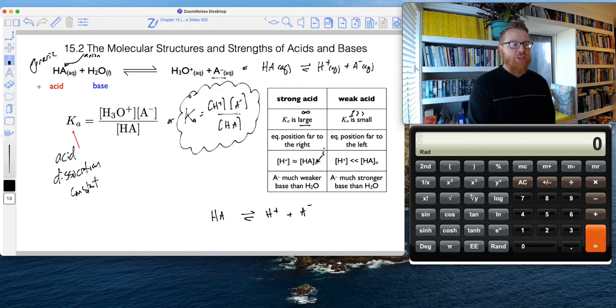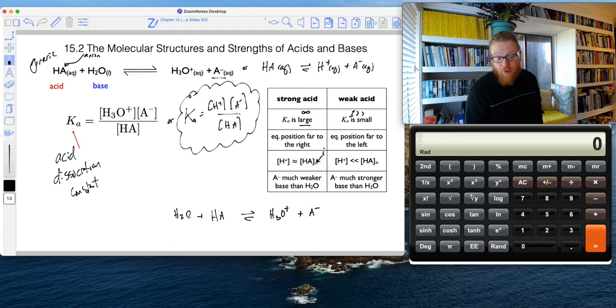And actually, I should just write the full H2O plus H2O, just so we can do this exactly as that column says, H3O plus A minus. And we remember with equilibrium, we've got a forward reaction and we've got a backwards reaction. Okay, so once again, we remember that a base is a proton acceptor.